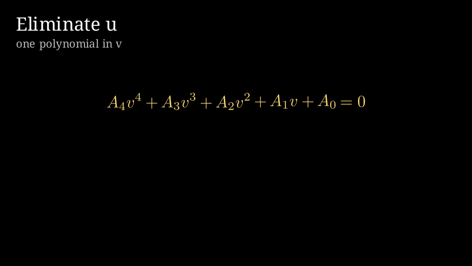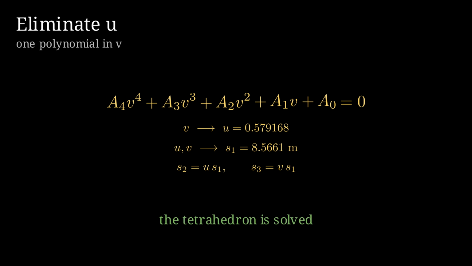A quartic is the last polynomial degree with a closed form solution, so V comes out exactly, and each root unwinds all the way back down the chain. V gives U, there's a direct formula. U and V give S1. In our running example, 8.57 meters. Then S2 is U times S1, S3 is V times S1. Three distances, the tetrahedron is solved.